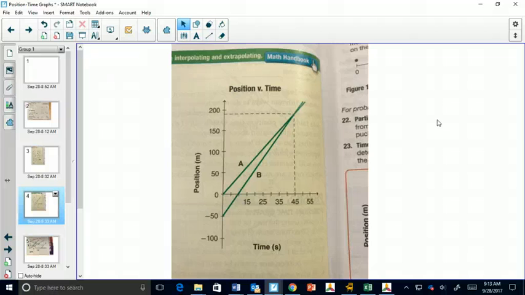B starts 50 meters behind A. B is moving faster, so they meet up at 45 seconds. Nice. So it's a race. It's actually a pretty nice head start. 50 meters. Man, that's a long head start, right? And you said that B's going faster. How do you know that?